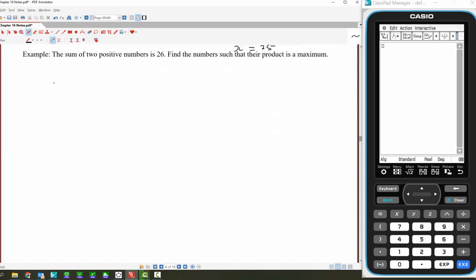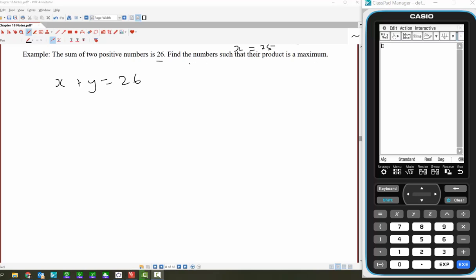Okay, so here's another problem. The sum of two positive numbers is 26. Find the numbers such that their product is a maximum. Okay, so again, this is one that we could do without calculus, but we're going to use some calculus for it. So the sum of two positive numbers is 26.